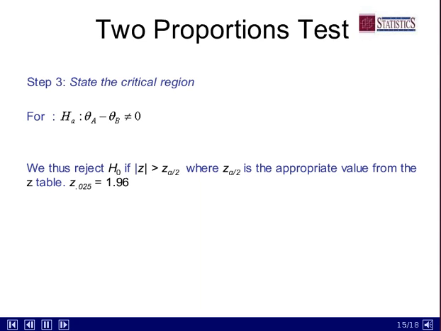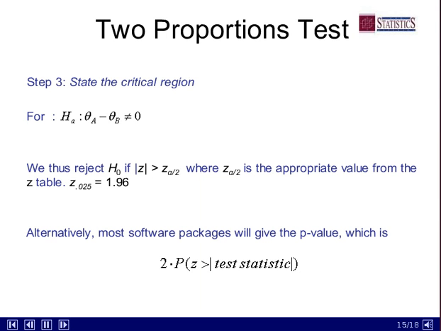Critical region, okay, we're doing a not equal to, so it's going to be the absolute value of the test statistic bigger than z of alpha over 2, because we're going to split it, as it could be on either side. We're going to put alpha over 2 on the right, alpha over 2 on the left, where z alpha over 2 is the appropriate value from the z table, and z of 0.025 is 1.96. So our critical region is the absolute value of the test statistic greater than 1.96.